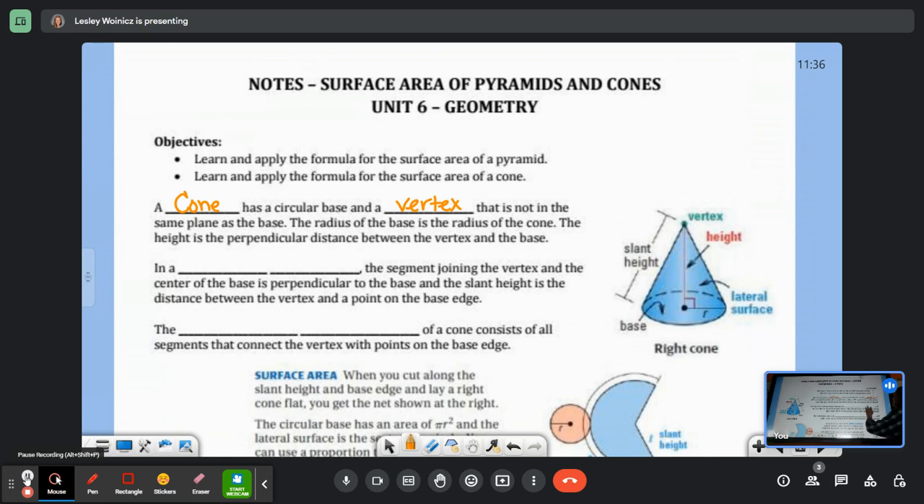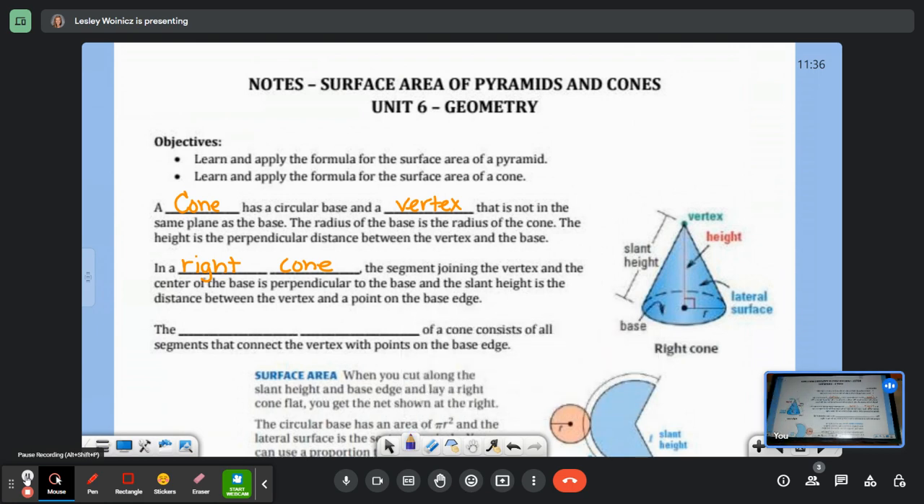So we kind of already know this, but in a right cone, oh, I skipped over reading this. The radius of the base is the radius of the cone. The height is the perpendicular distance between the vertex and the base. We already know all that. In a right cone, the segment joining the vertex and the center of the base is perpendicular to the base, and the slant height is the distance between the vertex and a point on the base edge. Okay, that was a lot.